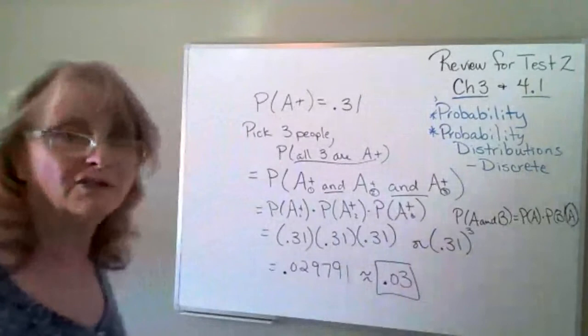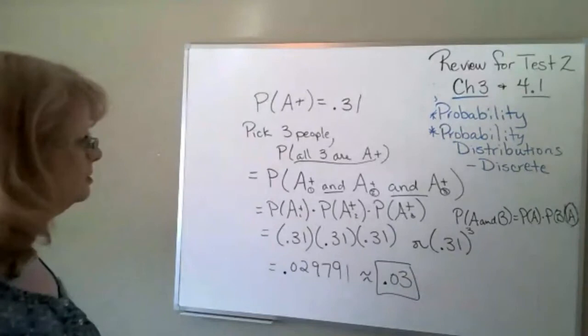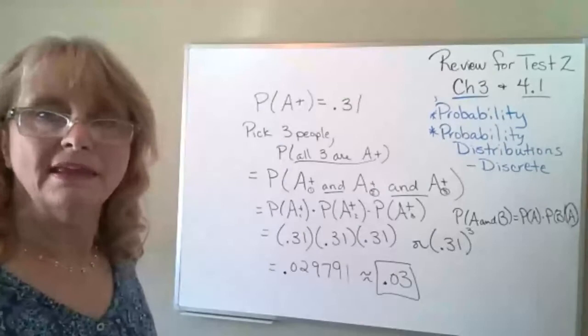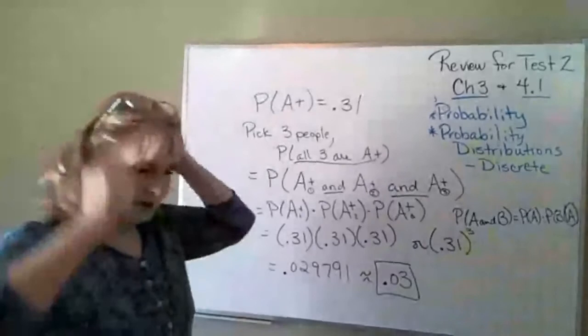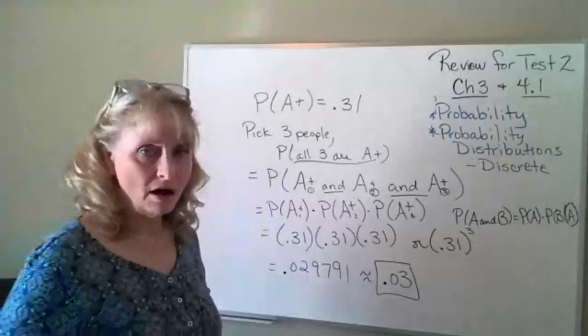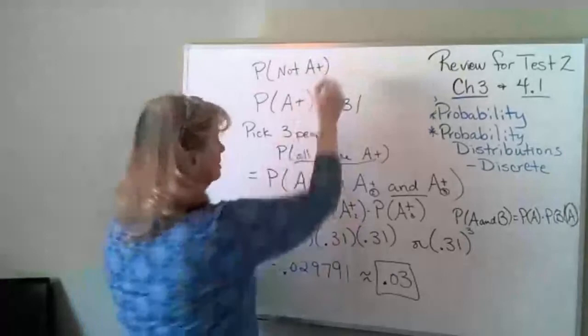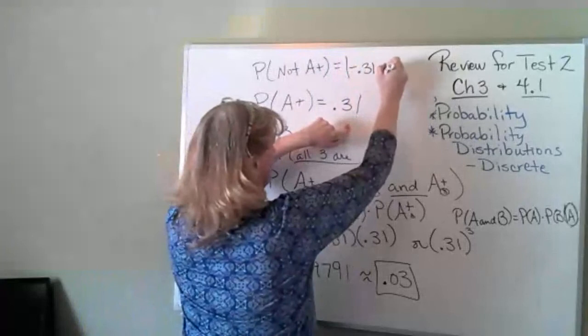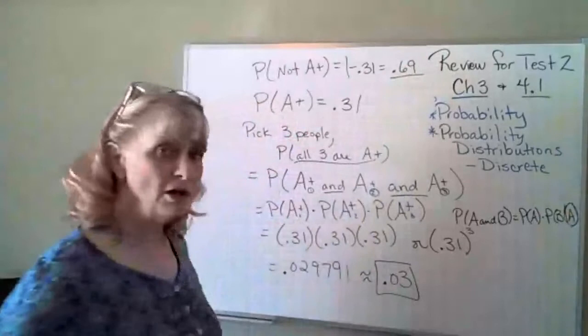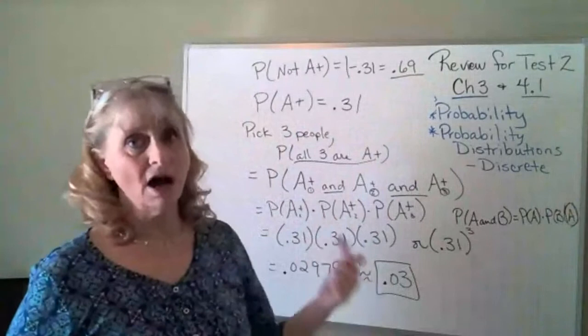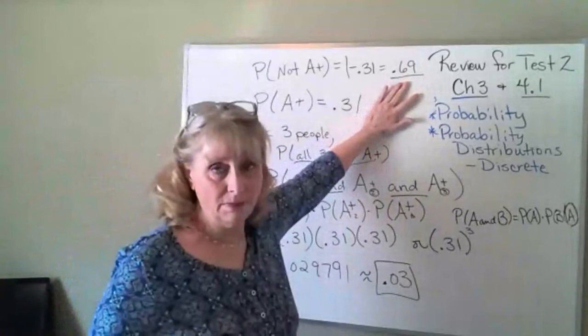So none of the other answers are equivalent to this. So the correct answer of the choices was 0.03. And then let's just talk about this for a second. I know I'm a little bit over, but if they said, what's the probability that none of those three are A positive? Well, the probability that a person is not A positive is the complement of being A positive, so that would be 1 minus 0.31, which is 0.69, okay? So if you wanted to know the probability that none of them were A positive, that means the first one's not, and the second one's not, and the third one is not, then you would multiply 0.69 three times. That would give you the probability that none of them are A positive.